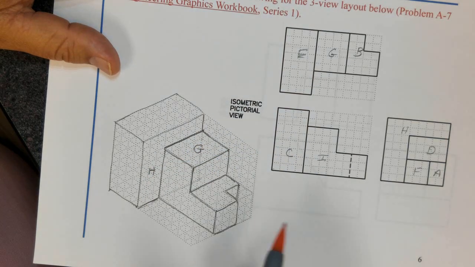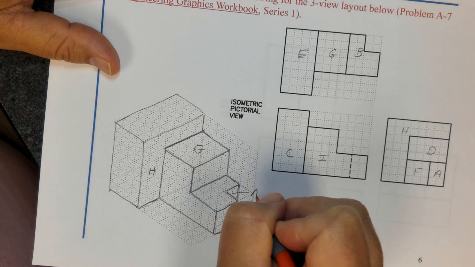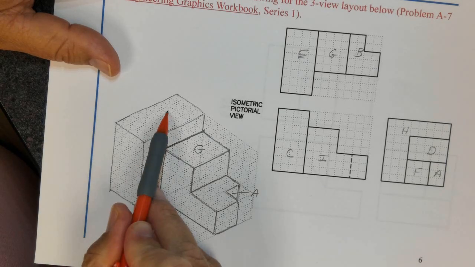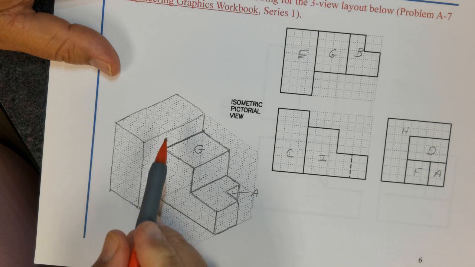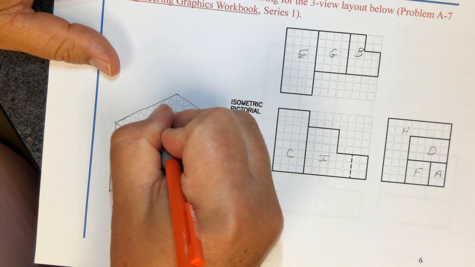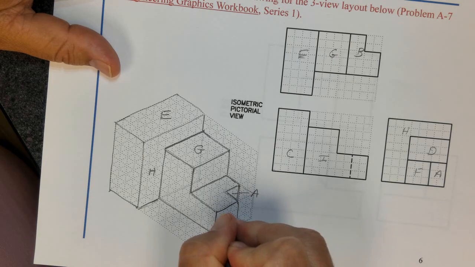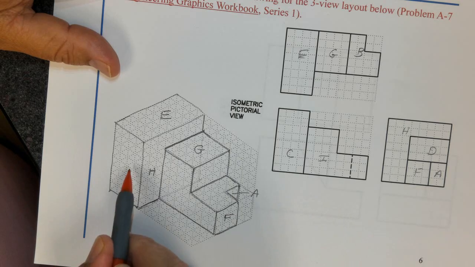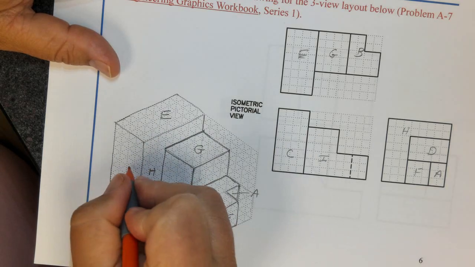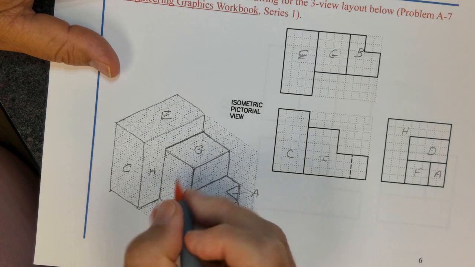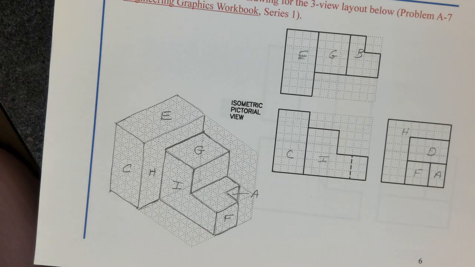Okay, and what about this one here? A. Okay, and what about this one here? E, right? And what about this one? What about this one? And what about this L shape? I. Any questions with that?